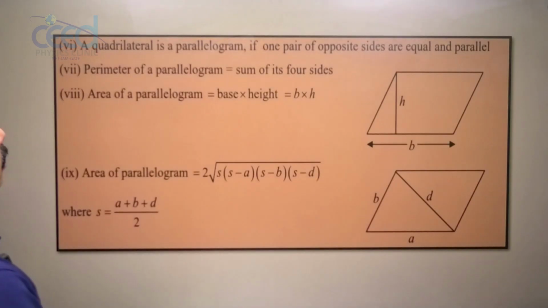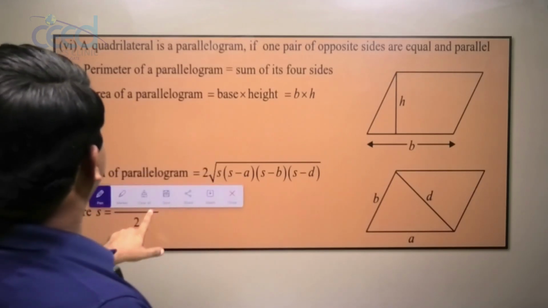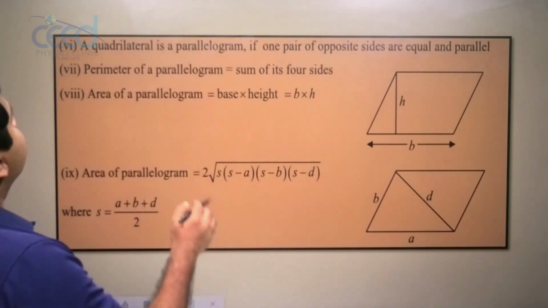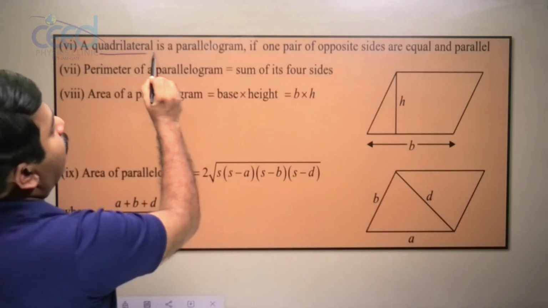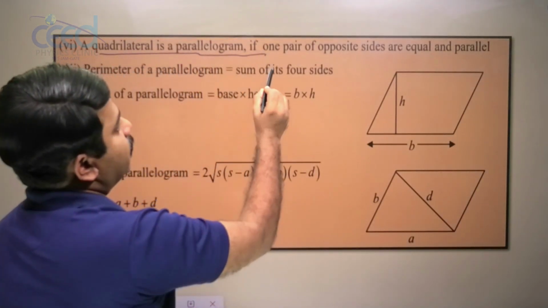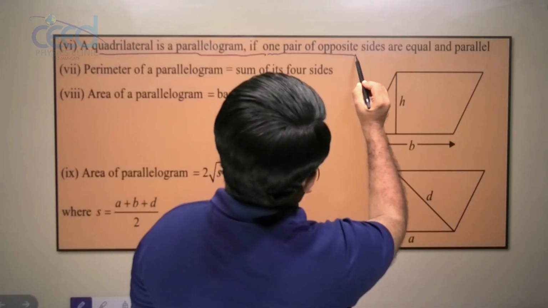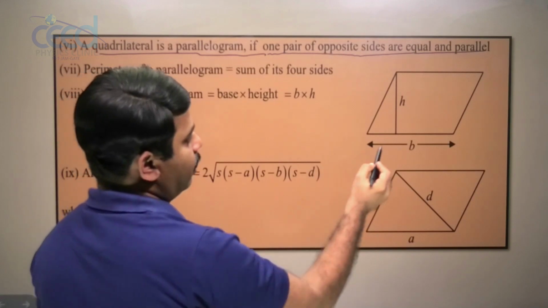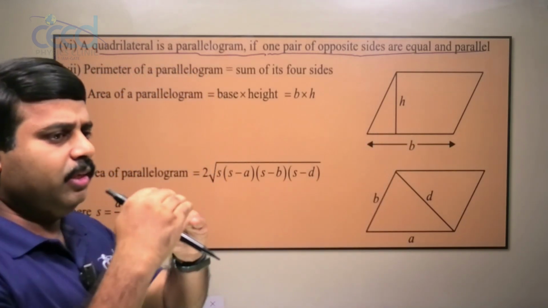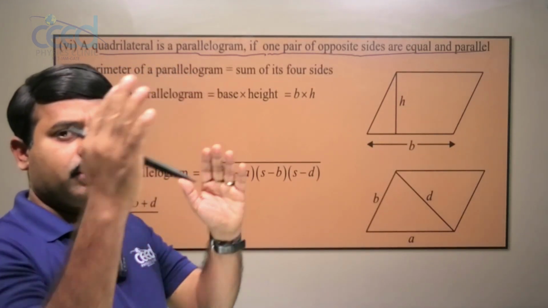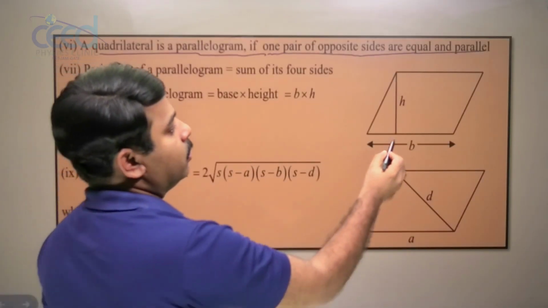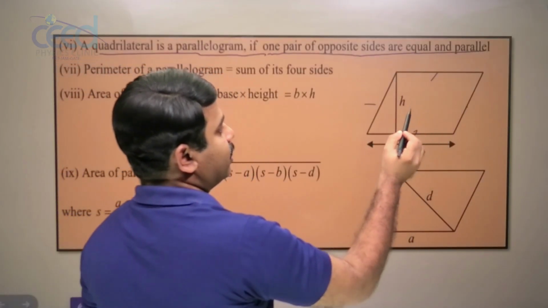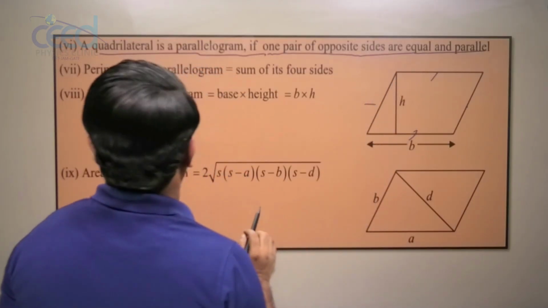Now see, let us discuss the area of this parallelogram, right? A quadrilateral is a parallelogram if one pair of opposite sides are equal and parallel. That we already saw. See, we have two pairs, one this pair, another this pair. Those sides are parallel and equal in length, right?